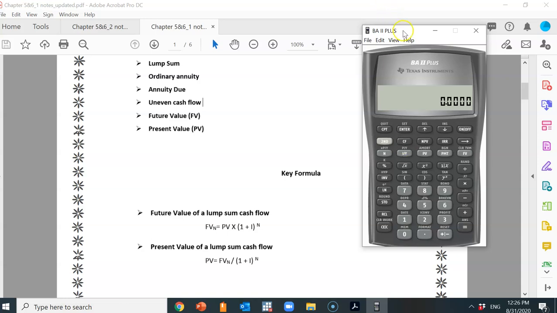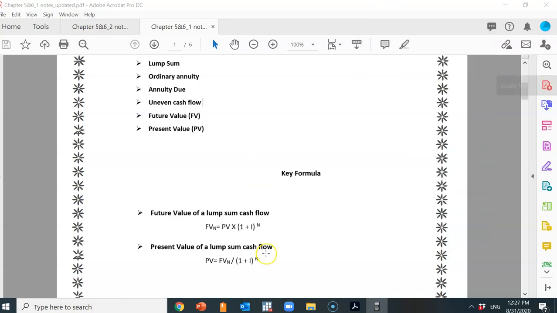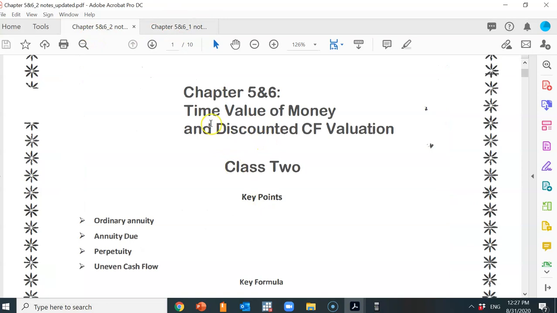In today's class, we're going to continue to work on future value and present value for annuities and uneven cash flows. So we're going to do present value or future value of the other types of cash flows, besides the lump sum that we have already learned. So this is chapters 5 and 6, class 2.